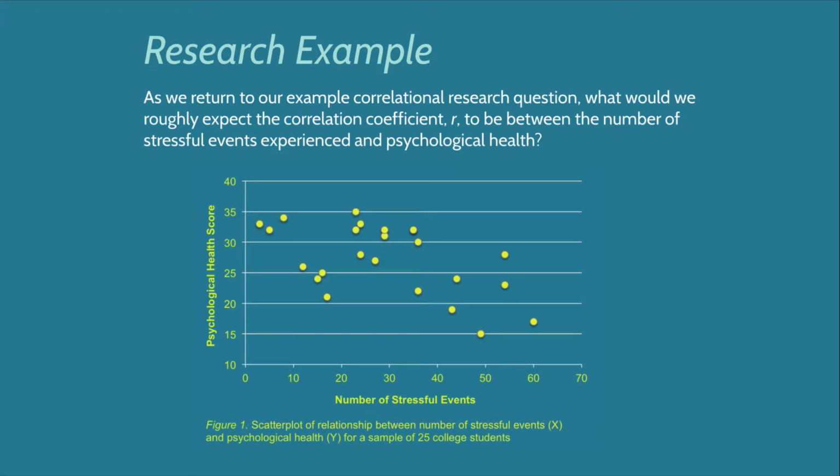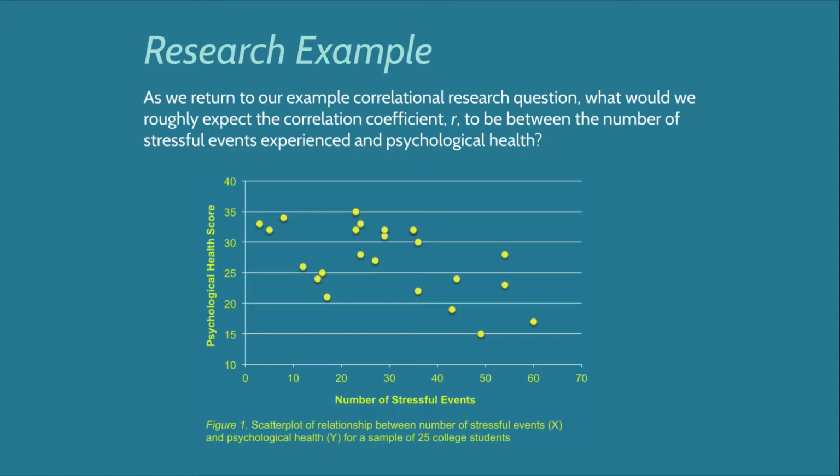As we return to our example correlational research question, what would we roughly expect the correlation coefficient R to be between the number of stressful events experienced and psychological health? Based on the scatter plot, it appears that as individuals experienced more stressful events, their psychological health scores decreased. So this would be a negative relationship, and we would expect the correlation coefficient to be negative.